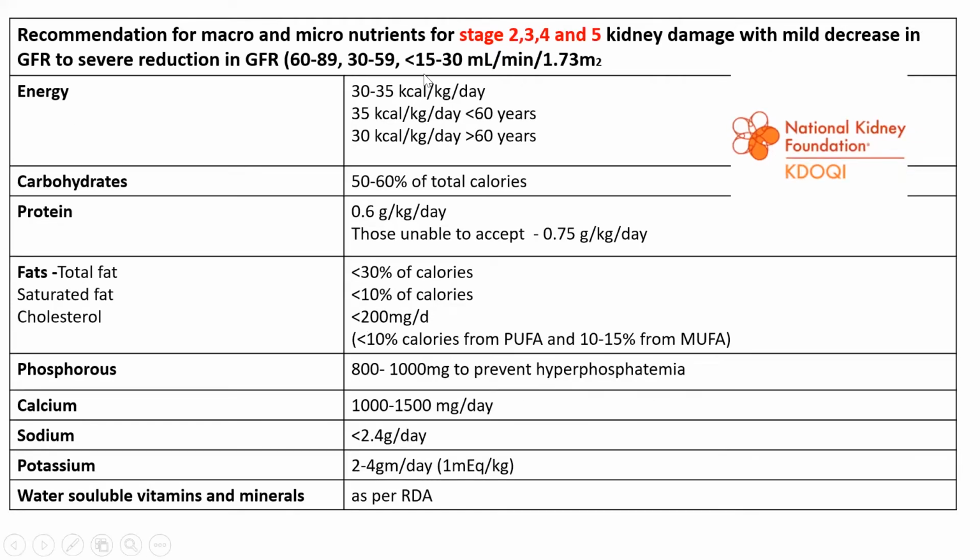Now the recommendation for macro and micronutrients for stage 2, 3, 4, and 5 kidney damage, with mild decrease in GFR to severe reduction in GFR. The energy intake is the same. Carbohydrates are the same. Protein recommendations are 0.6 gram per kg per day, and for those who are unable to accept that, 0.75 grams per kg per day is recommended. Fats, phosphorus, calcium are almost the same, along with sodium and potassium.